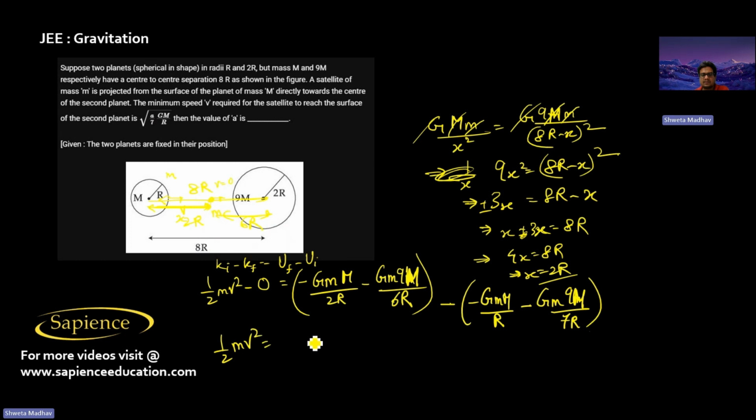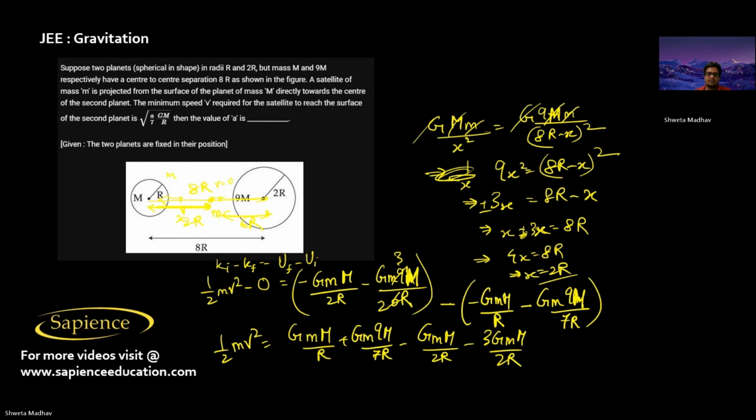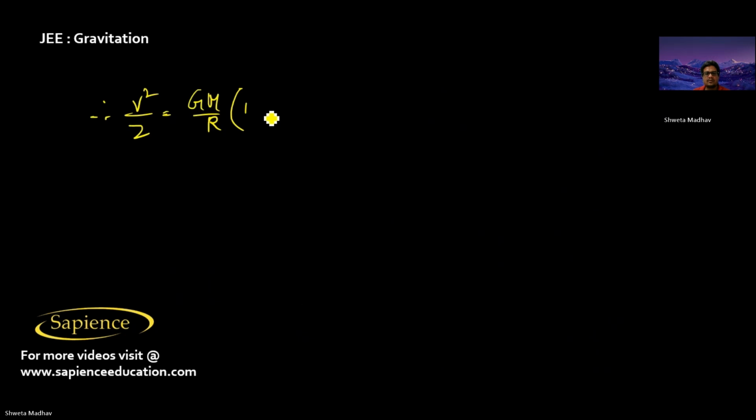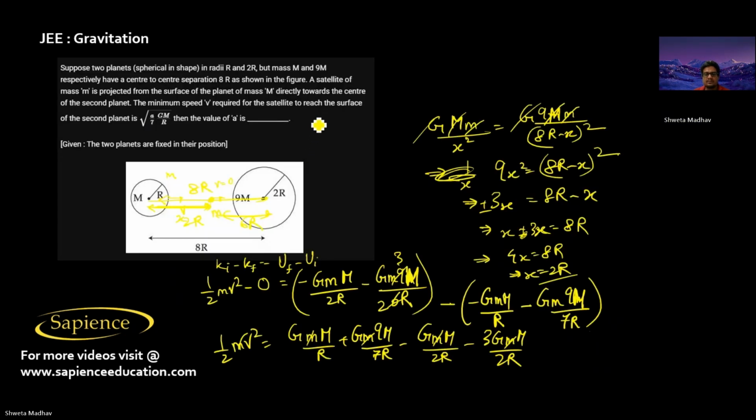Therefore, I can say half mv square is equal to GMm by R plus GM into 9m by 7R minus, this is 3 and 9, 3 is 6, so this is minus GMm by 2R minus 3GMm by 2R. So therefore, small m I can cancel out. So v square by 2 is equal to GM by R into 1 plus 9 by 7 minus half minus 3 by 2.